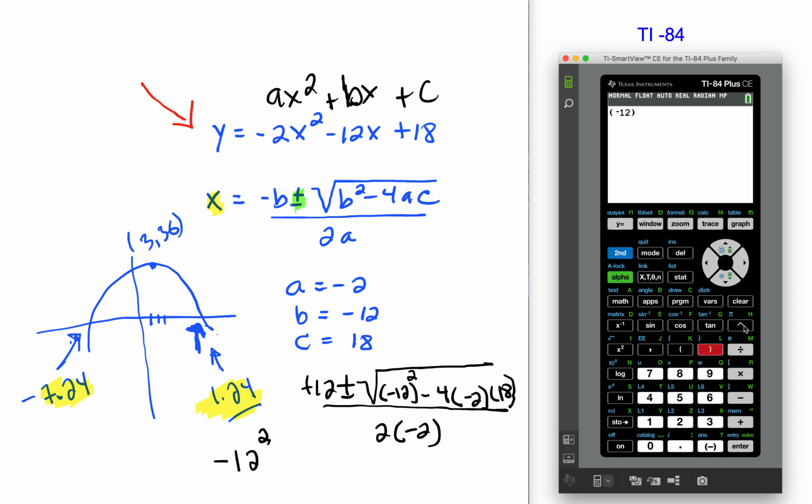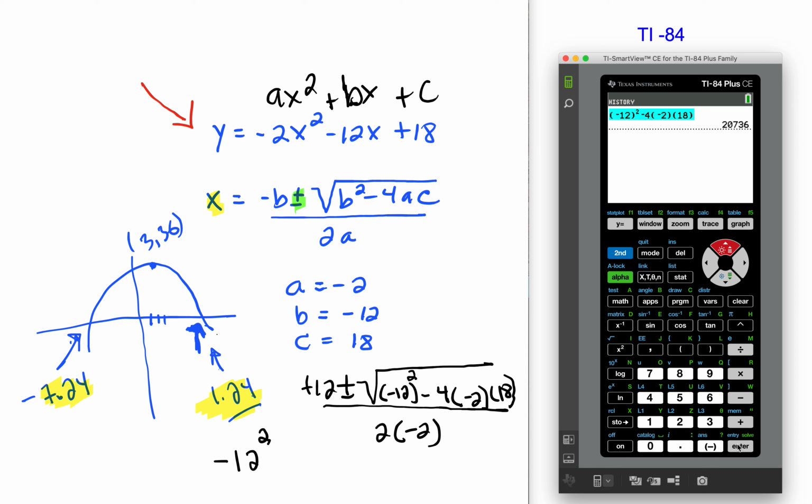So -12 to the power of 2 minus 4 times -2 times 18. There. So this is everything under the root. And oh, the minus and the negative button are two separate buttons. So don't accidentally put a negative right there, because I think that won't work. Oh, it will work. Never mind. Sometimes it doesn't work, so be careful.